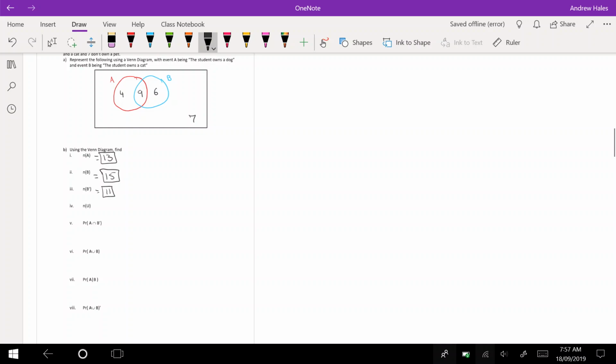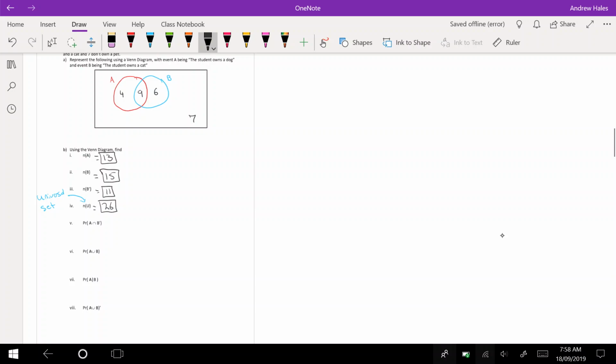The number of U. Now, if you guys remember back when we started talking about sets and Venn diagrams, U is another word for the universal set. The universal set is the set of every possible outcome that we could have in that Venn diagram. So we need to find the total number of things in our Venn diagram. So you need to find 4 plus 9 plus 6 plus 7. It's going to give us 26. So the number of the universal set is 26 because we have 26 outcomes.